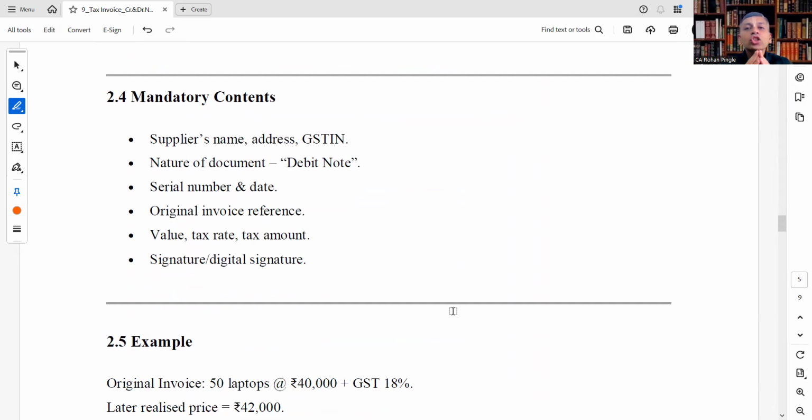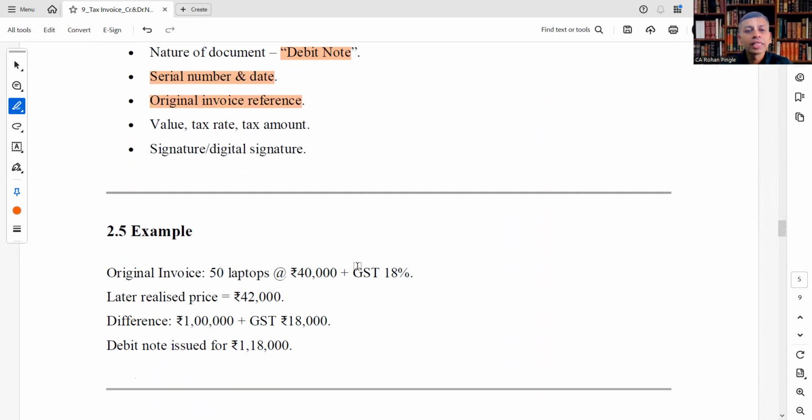Then the mandatory contents of the debit note. Like a tax invoice, here also we need to mention the supplier's name, address, GSTIN, and the nature of document prominently displayed as a debit note, serially numbered and dated. The original invoice reference should be required, so that future conflicts will be minimized. The original invoice also needs to be quoted on the debit note. Value, tax rate, tax amount, and signature or digital signature. These are mandatory.